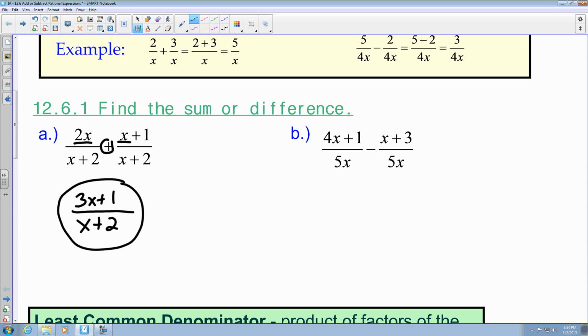And for B, I have 4x plus 1 over 5x minus x plus 3 over 5x. So the common denominator is 5x, so I know my denominator is going to have a 5x. Now I look at my like terms. I have 4x minus an x, which is going to be 3x. And 1 minus 3 is a negative 2, so it's going to be minus 2. So my answer here is 3x minus 2 over 5x. Okay?